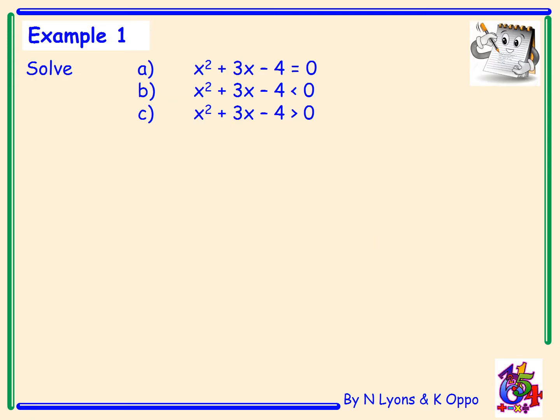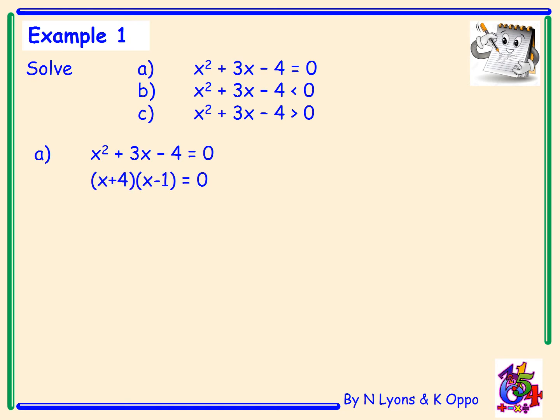Let's try an example. Example 1. We're going to solve x squared plus 3x minus 4 equal to 0. Then from that solution we can work out x squared plus 3x minus 4 less than 0 and also greater than 0. So start with the basic one, part A. Solving x squared plus 3x minus 4 equals 0 is just solving a quadratic, so we factorise it.